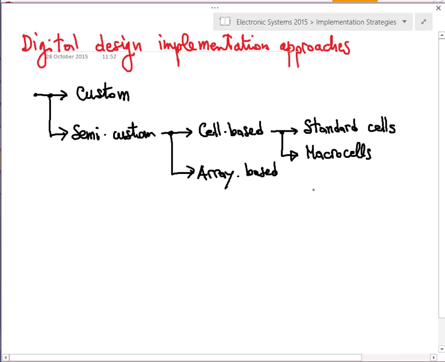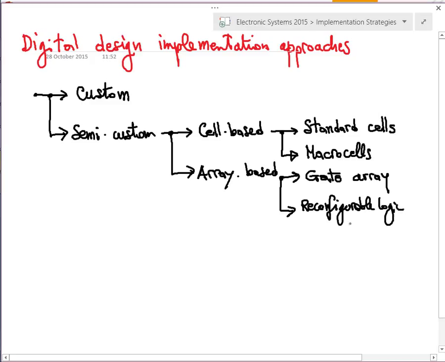In the case of array based, we have two options. One is the gate array, and the other one is the reconfigurable logic, the so-called FPGA. So all these options are used as of now.